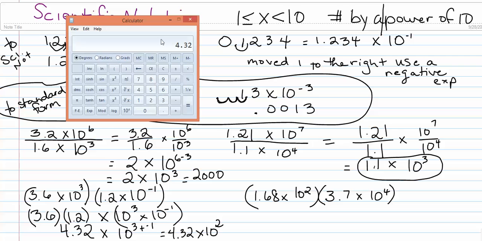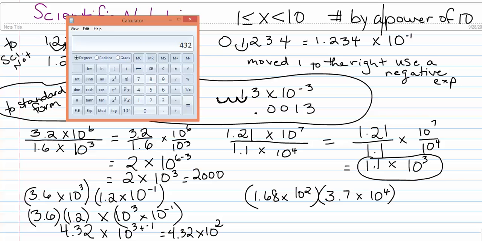I don't know how handy that's going to work on this calculator to show you. This is not the best. The graphing calculators handle scientific notation really well. Okay, so 3.6 times 10 to the third times 1.2 times 10 to the negative 1 power is 432.